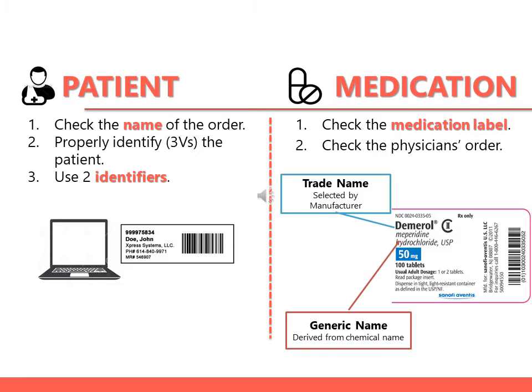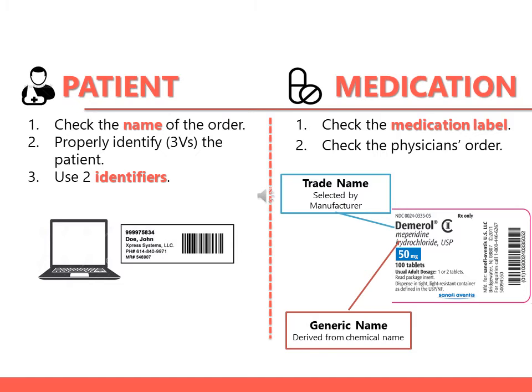First is the complete name of the patient, Muhammad Ali. And the second identifier is the MRN number or the medical record number, okay, 1, 2, 3, 4, 5 or whatsoever. If you are able to follow or check these things, you are sure that you are giving the right medication to the right patient. The second right to medication administration is right medication.